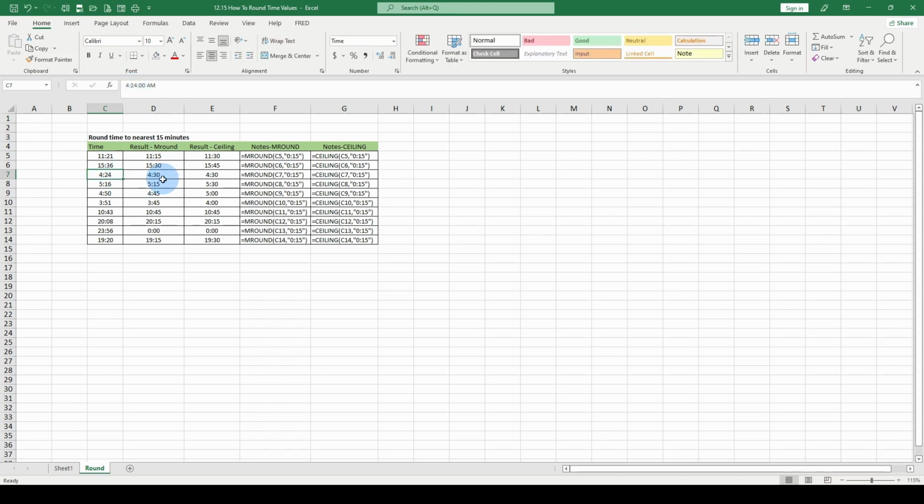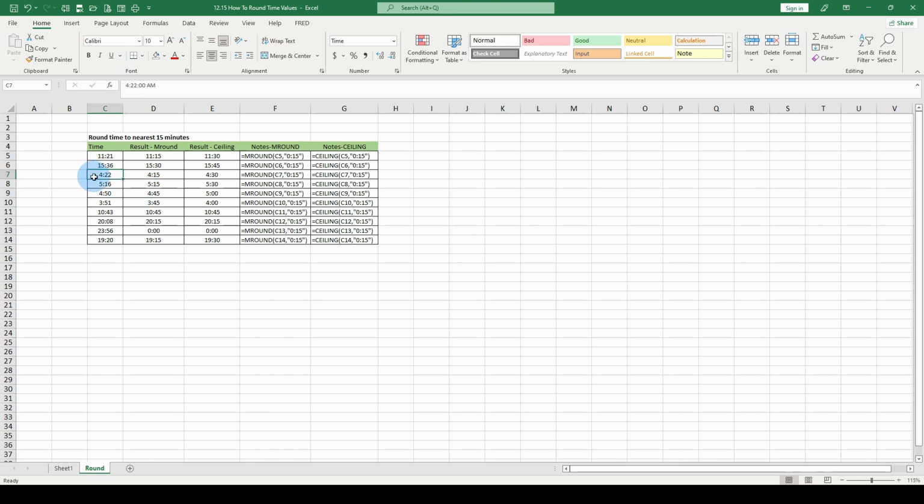What we're looking at here is a midpoint. 15 minutes would be what? Would be 7 minutes either way. So if this is 14:23, that's 8 minutes. And it still rolls to 4:30. But what if we're at 7 minutes? It rolls down.